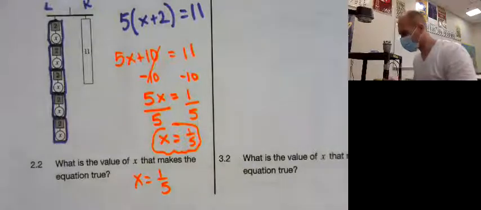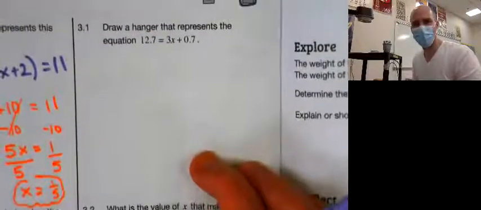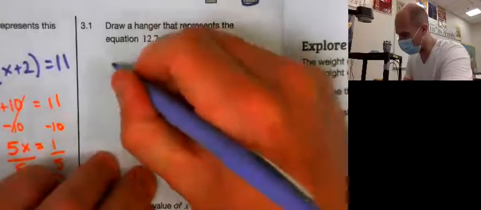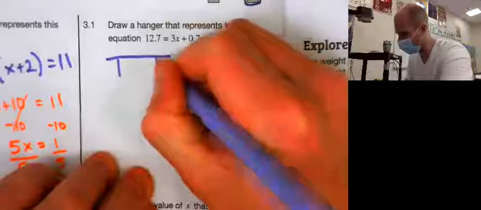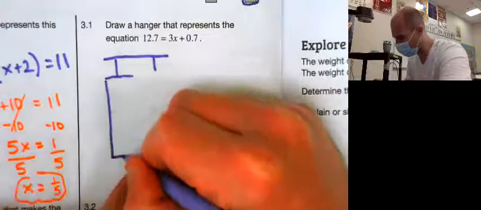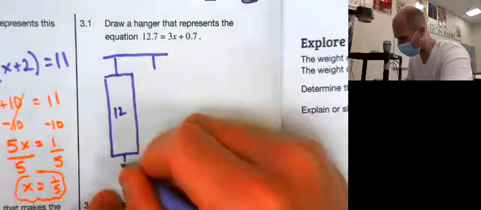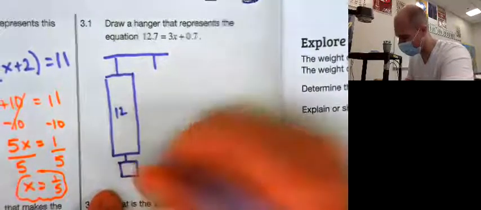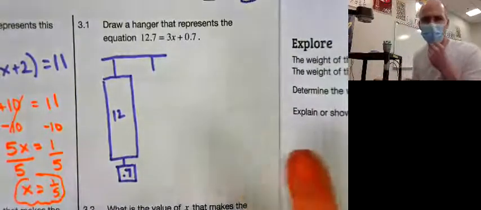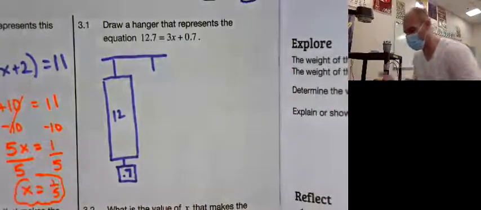All right. 3.1, they want us to draw a hanger that represents the equation 12.7 equals 3x plus 0.7. Okay, so I guess I'll make these little things here. And then I'm going to make one big box on this side that has like 12. And then I'm going to make a little box underneath it that has the 0.7. So there's my 12.7. I think you could have just made one big box that's 12.7. I don't know if you have to do it this way. You can make a bunch of ones that add up to 12.7, whatever.